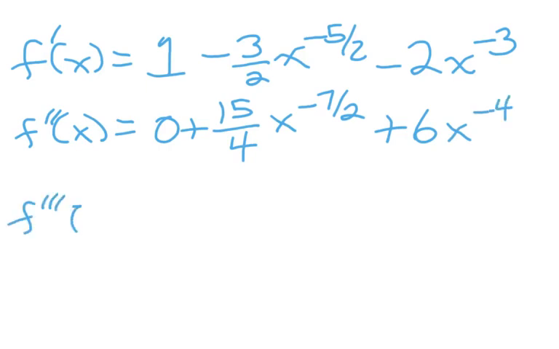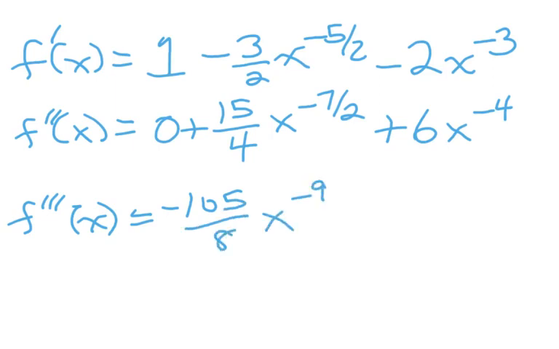And so the third derivative is going to be, again, 15 quarters times negative 7/2. That's going to be negative 105/8, x to the negative 9/2, minus 24, x to the negative 5. And there's no reason we need to stop at the third derivative. If the question asked, we could have found the fourth derivative, we would just keep going. So now that we have these power rules and these nice rules, we can just apply the rules every time as opposed to having to go back to the definition, even though the definition is where this all came from.